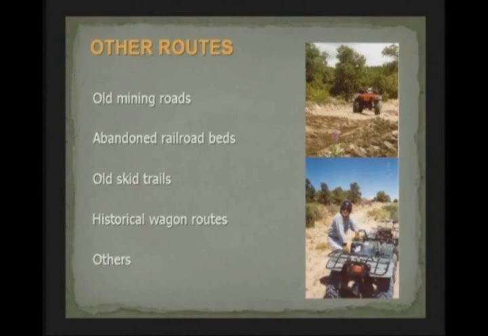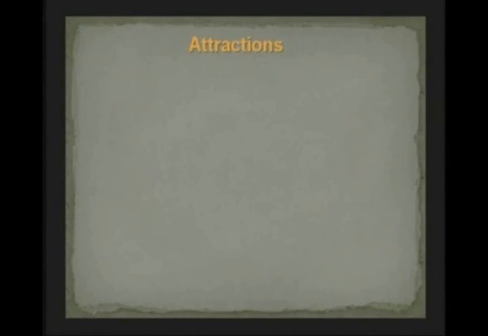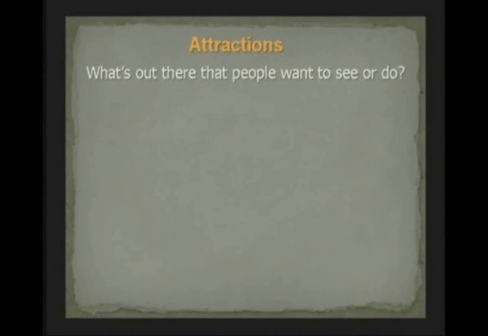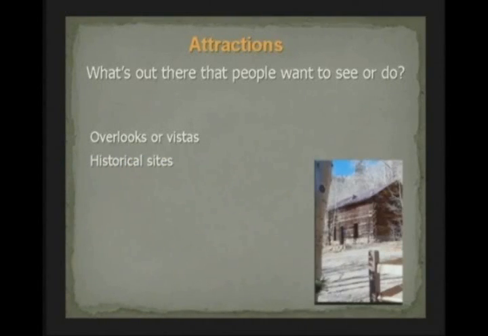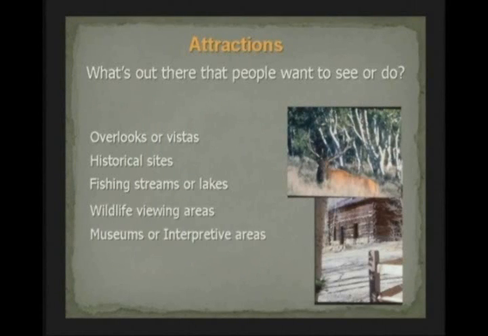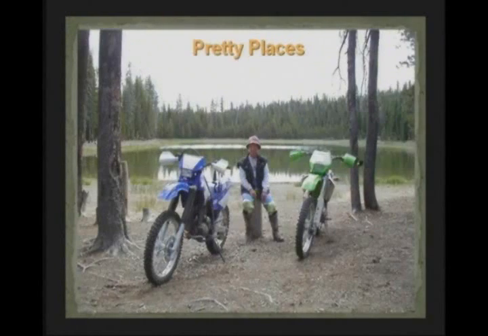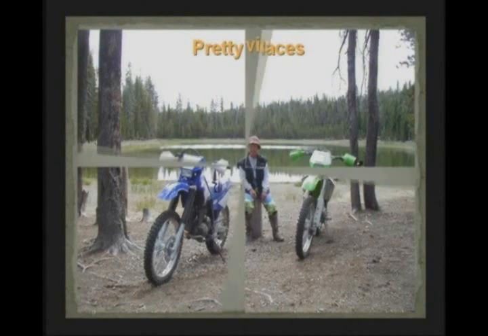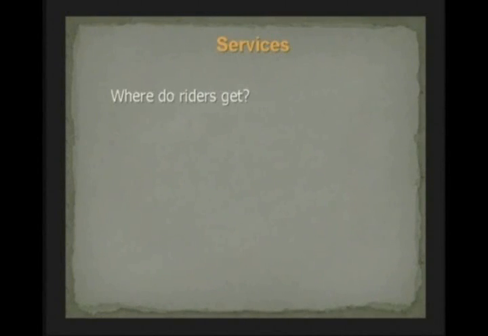What else might be usable? What attractions can you identify in the area? What's out there that people want to see or do? Are there any overlooks or vistas? Or historical sites? What about fishing streams or lakes? Or wildlife viewing opportunities? Are there any museums or interpretive areas? Or just pretty places? How about services? Where do riders find gasoline, lodging, food, repairs, or accessories? And can they be accessed from the trails?